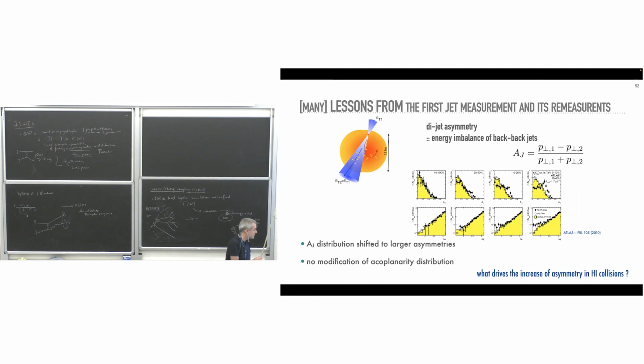Okay, fine. Then, another observation, which is a null result, is that the azimuthal correlation, so the relative angle between the jets, right, is not modified. You increase the asymmetry in energy, but you don't make them wobble. Okay, it's 2 observations in 1.